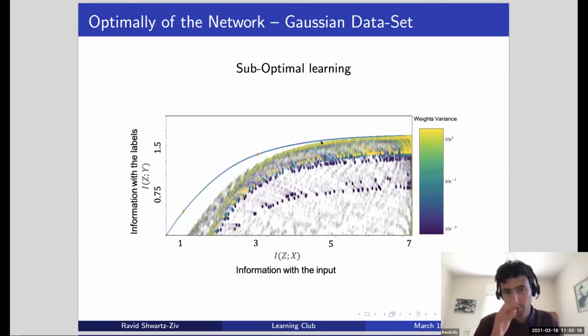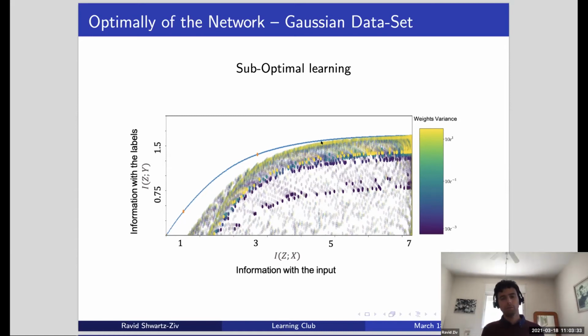So as I said, we used a Gaussian data set. And the nice thing, what is a Gaussian data set? X and Y are jointly Gaussian. So the nice thing in this problem is that the IB gives us an optimal solution. So this is the information plane. X-axis is the information with the input. Y-axis is the information with the label. And the blue line here is the optimal solution that, remember, doesn't depend on any specific algorithm.